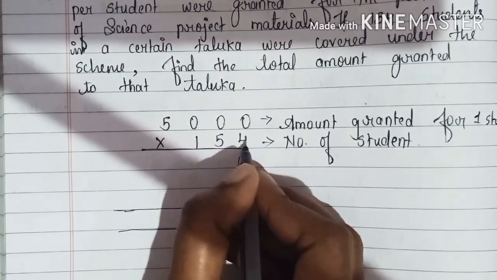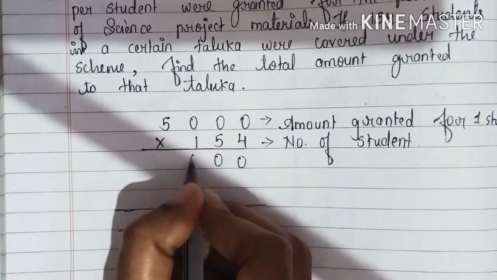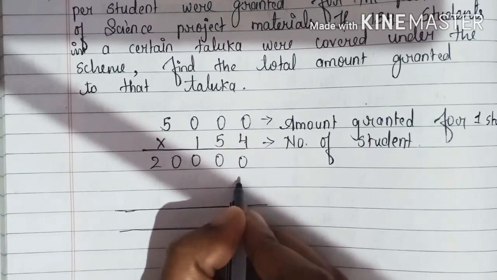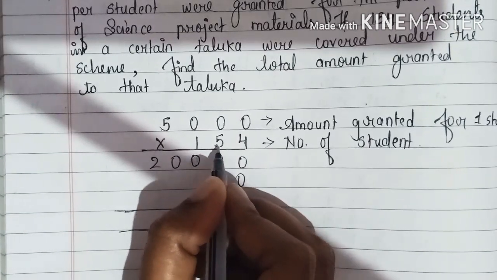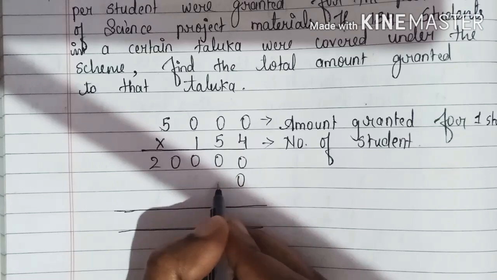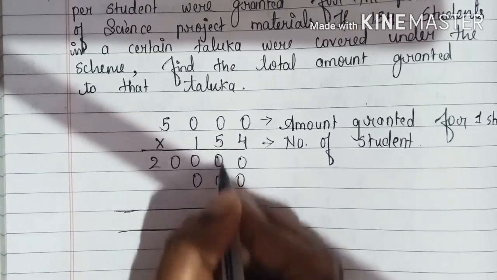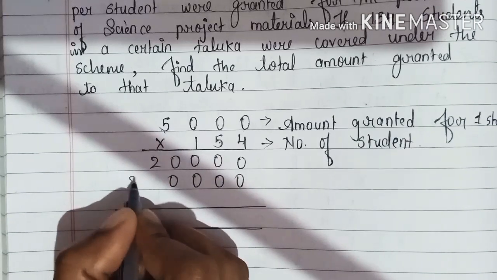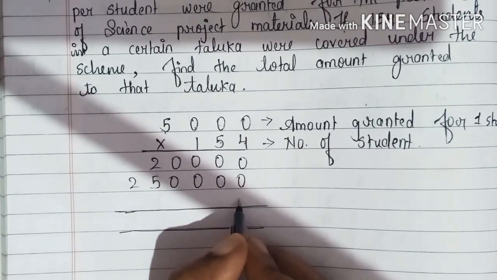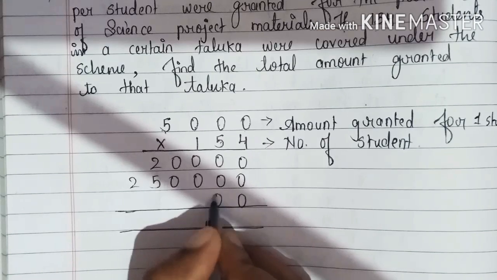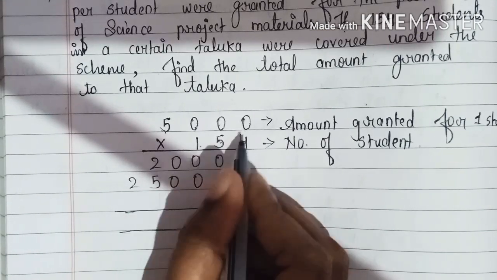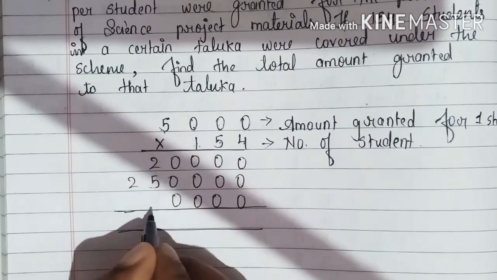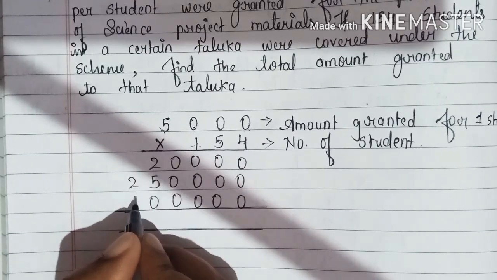4 zeros are 0, 4 zeros are 0, again 4 zeros are 0, 4 fives are 20. After that, take 1 zero in the unit place. Now multiply by 5. 5 zeros are 0, 5 zeros are 0, 5 zeros are 0, 5 fives are 25. Now take 0 in unit and tens place. Now multiply by 1. 1 zeros are 0. Again 1 zeros are 0. 1 zeros are 0. 1 fives are 5.